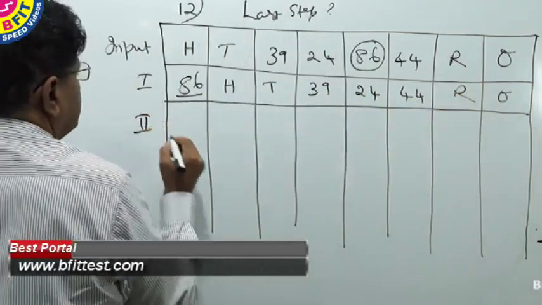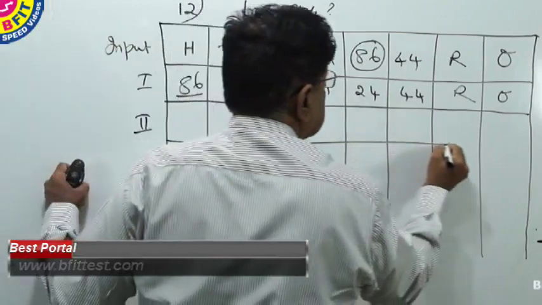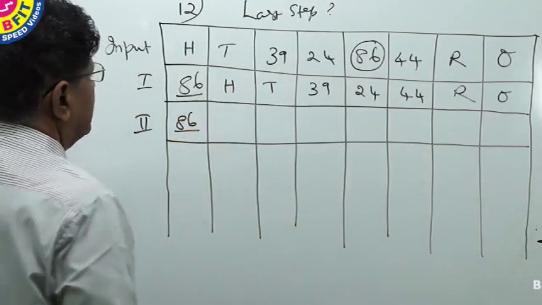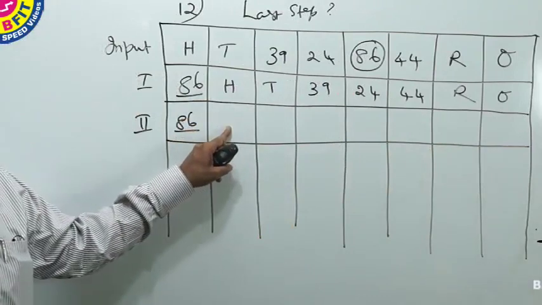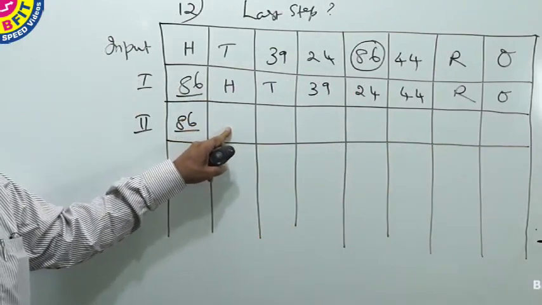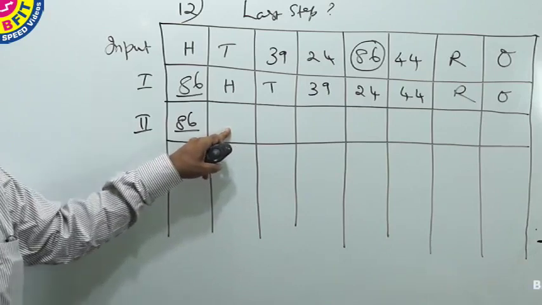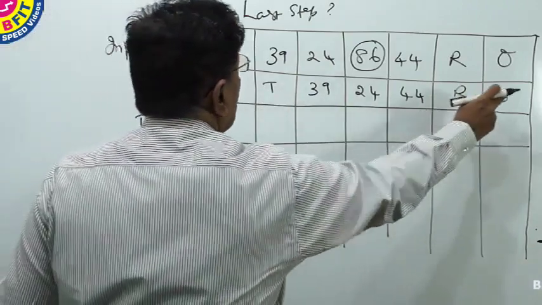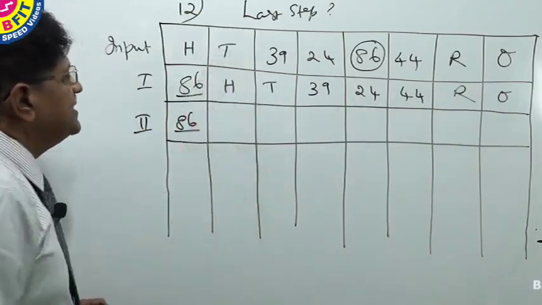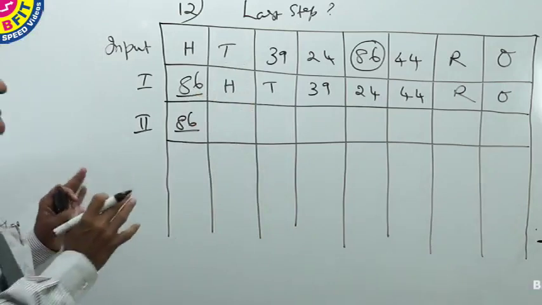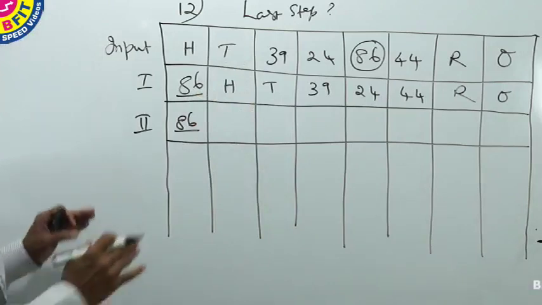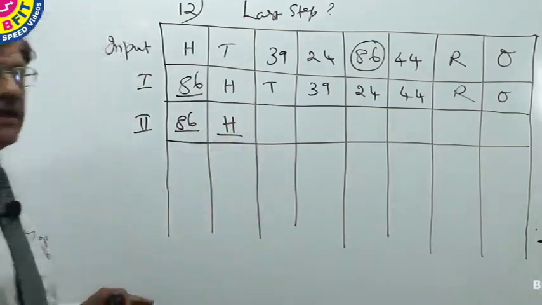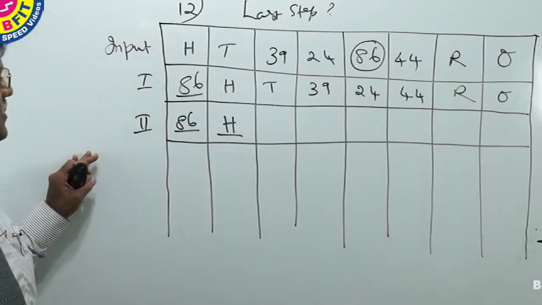So step 2. Inherit 86. Next, what should be here? The alphabet which is the lowest. Which is the lowest alphabet? H, T, R, O. Now H is the alphabet which is the lowest. So a step has fallen by itself and therefore you simply write it here. It shall not be counted as a step.